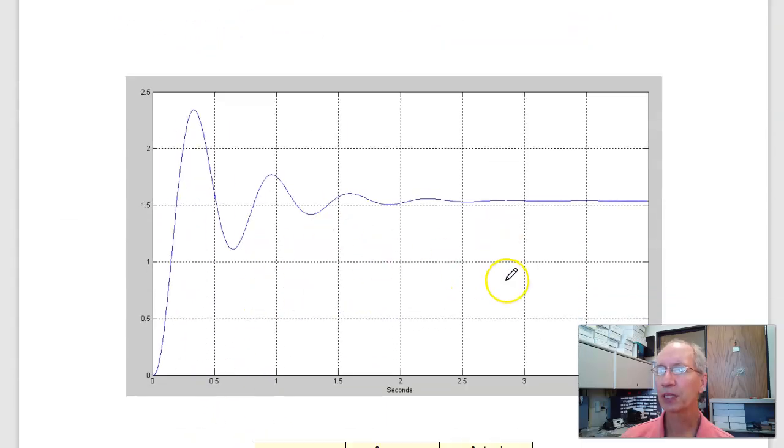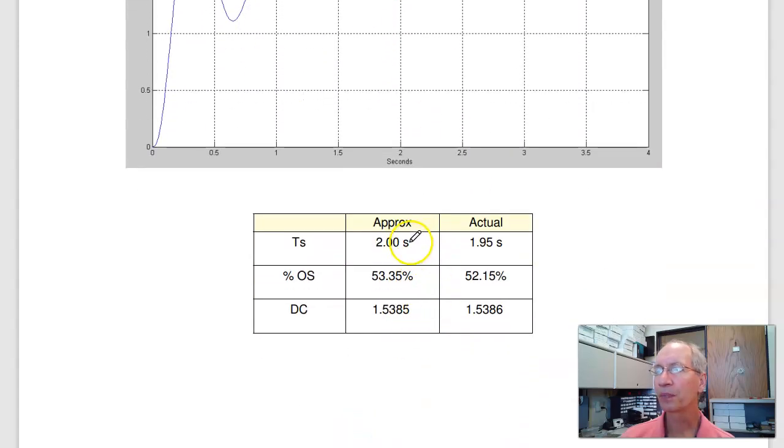So there's the actual step response. Here's the 2% settling time. Comparing them. This is the second order approximation. Here's what you actually get using MATLAB. So again, it's not exact, but pretty close.